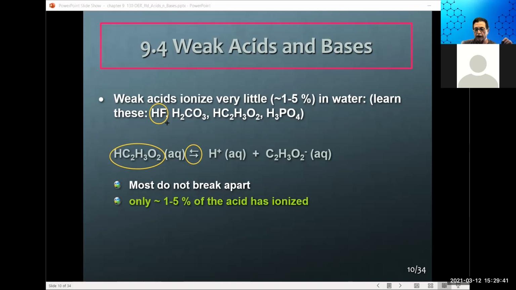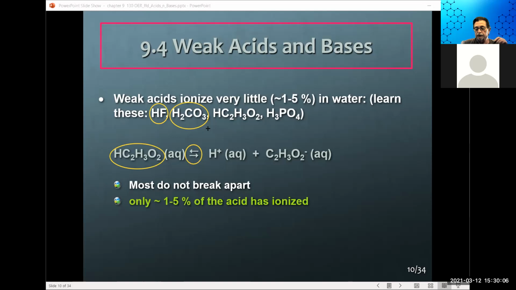Fluoride, being highly electronegative, is holding onto that proton very tightly and hence doesn't let go. The bond strength is very high, hence the proton is not eliminated as readily as with hydrochloric acid. The next one is called carbonic acid. If you drink a lot of carbonated drinks, you're drinking some carbonic acid.